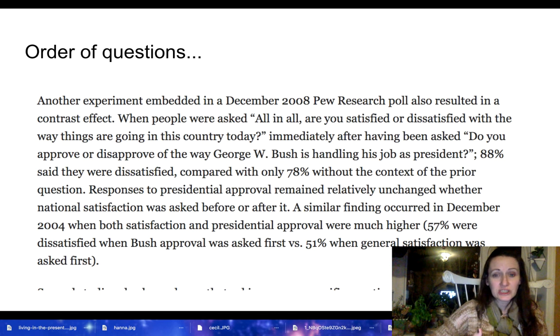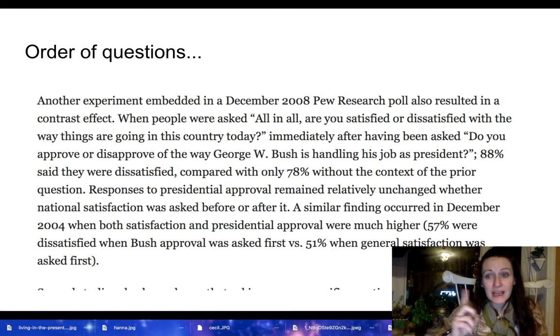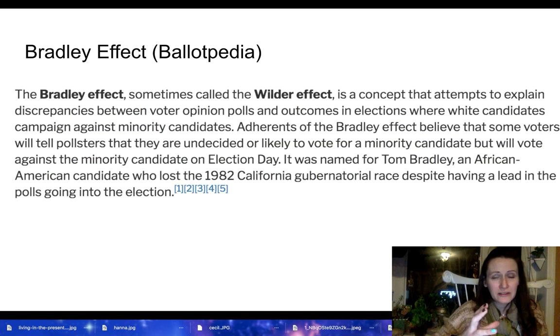And I mentioned the order of questions, like if there's an open-ended after multiple choice. If you read along here, this is also from Pew Research. Another experiment embedded in a December 2008 poll resulted in a contrast effect. When people were asked, all in all, are you satisfied or dissatisfied with the way things are going in the country, right? Immediately after you were asked, do you approve or disapprove the way George Bush is handling his job as president, 88% said they were dissatisfied, right? But if you didn't ask that question first, you have different answers. A similar finding occurred in December 2004 when both satisfaction and presidential approval were higher, right? So tying these ideas together, it makes a difference in how people respond, right? Read through that again. That's good prep for possible examples you can get.